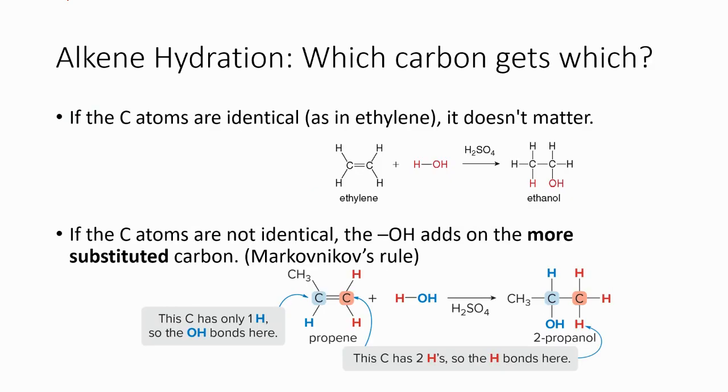So for this symmetrical molecule, it doesn't matter where I put the hydrogen and where I put the hydroxide. But it does in unsymmetrical molecules. If I have a molecule that's not symmetrical, with a double bond on one side of the molecule, like propene, I have 3 carbons and a double bond between the first and second carbon. The end carbon only has 2 hydrogens connected to it. The second carbon has a carbon connected to it, a hydrogen connected to it, and this other carbon group connected to it. This is called the more substituted carbon.